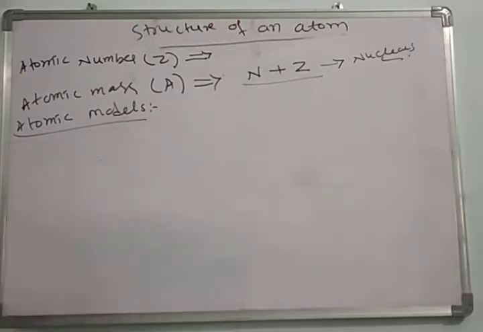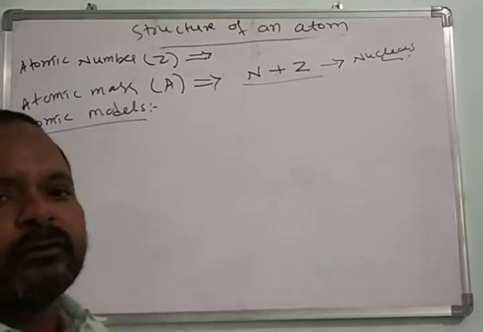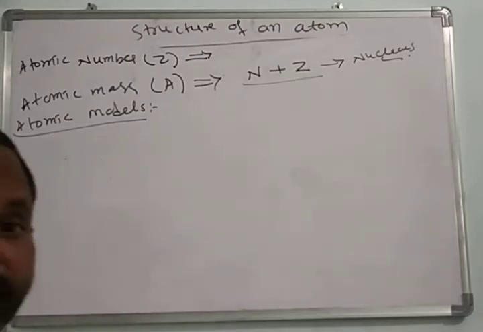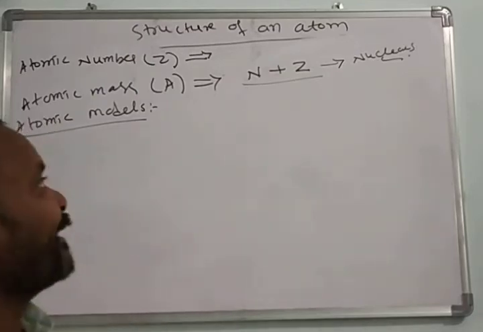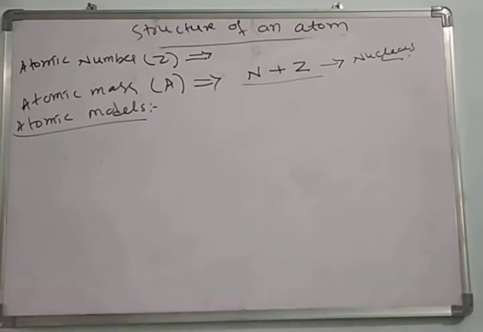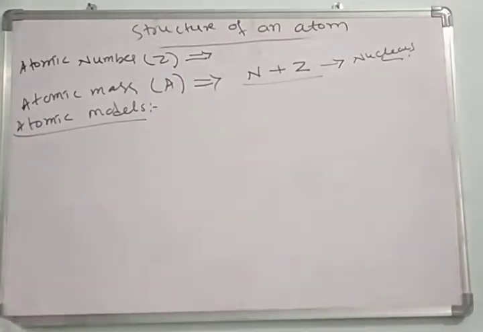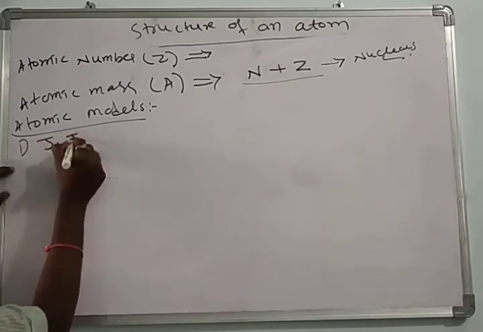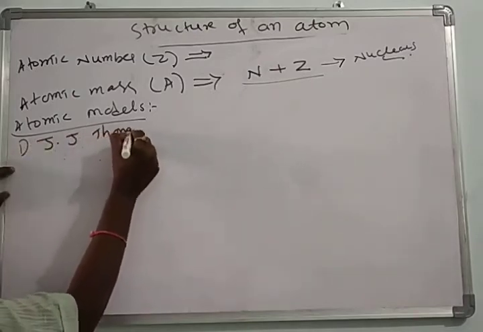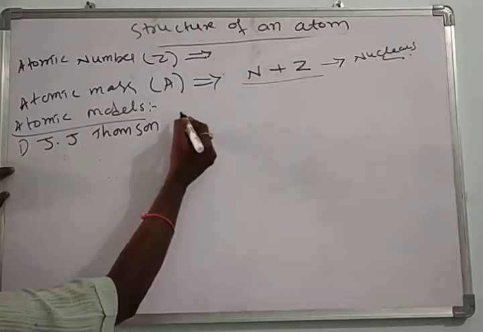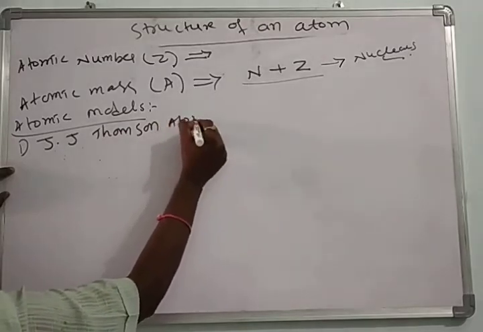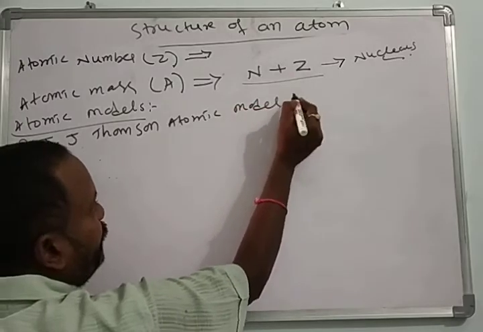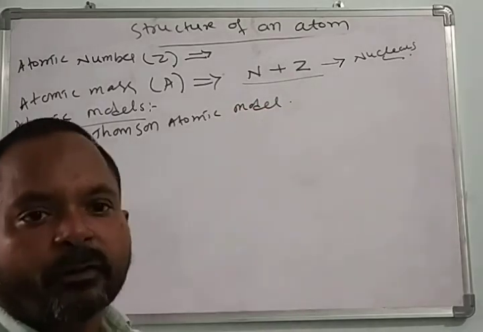I want to discuss the atomic models. Many atomic models were proposed by scientists to explain the structure of an atom. In that way, the first model is J.J. Thomson's atomic model. Before that, there is also the liquid drop model.